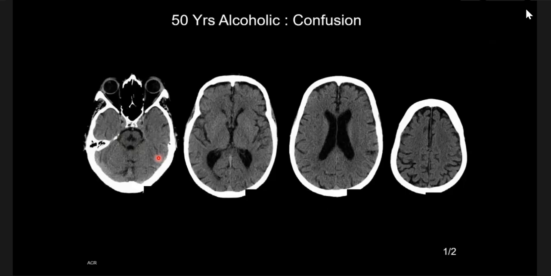In the remainder of the slices, there's no global mass effect. I can't see any other hypodensity. I'm concerned that this could be central pontine myelinosis. Excellent. So central pontine myelinolysis is an exam case.